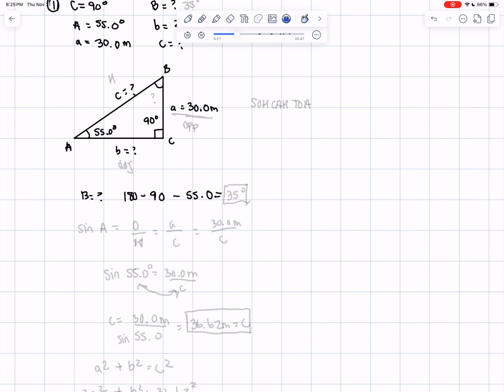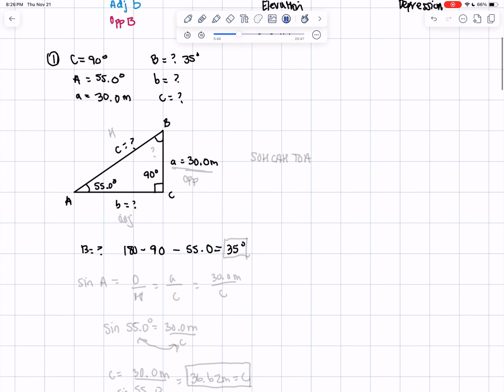So in my calculator, let's see what this is. 180 minus 90 minus 55.0. I get 35 degrees. So I know that angle B is now 35 degrees. So this can change. Now we're going to put this guy in there, since I already have it. So we know angle B is 35.